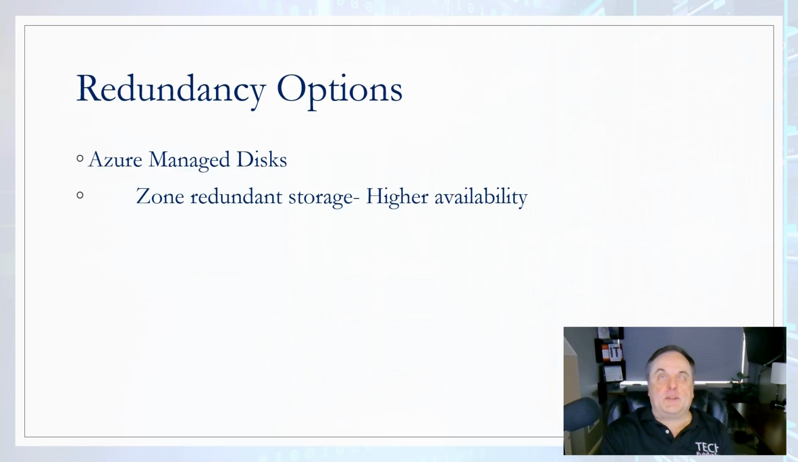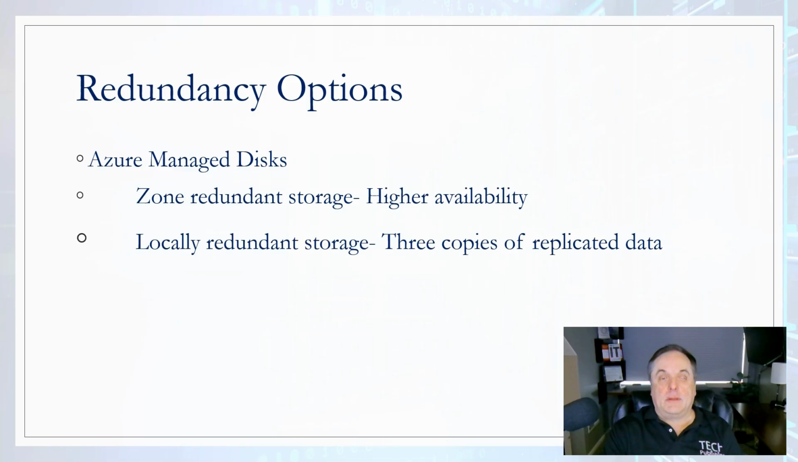Zone redundant storage is going to offer higher availability for managed disks than locally redundant. That's because it's going to replicate across multiple availability zones, which means separate data centers in a specific region. However, the write latency, in other words, the amount of time it takes to replicate from one location to another, is going to be slower than locally redundant storage because it has farther to travel.